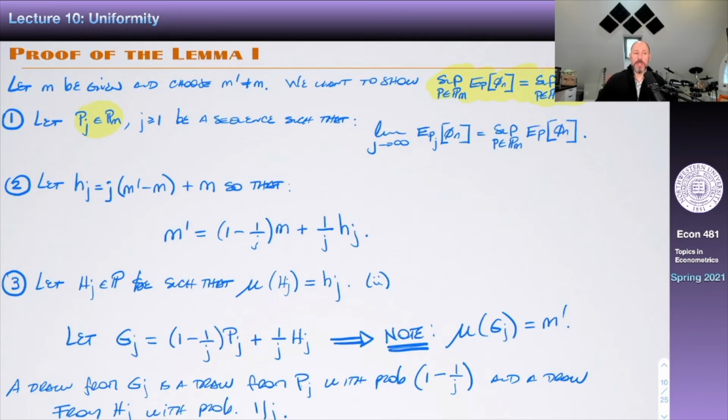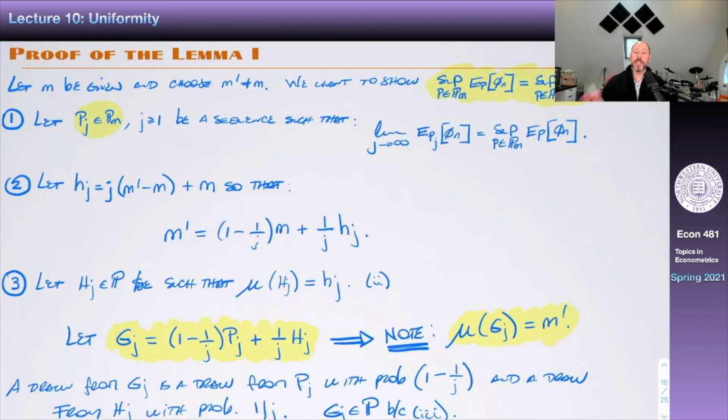And then also note that this G_j belongs to this ball P because of condition 3, the condition that said that we could take convex combinations and we were still in ball P. And so we're good up to here. So we just picked m, we picked m', and we found this sequence P_j that gives us the supremum. We use that to define this mean a_j and the associated distribution H_j. And then with that, we define this mixture here. That is the object that we care about. And in particular it is the object that has mean equal to m', okay?